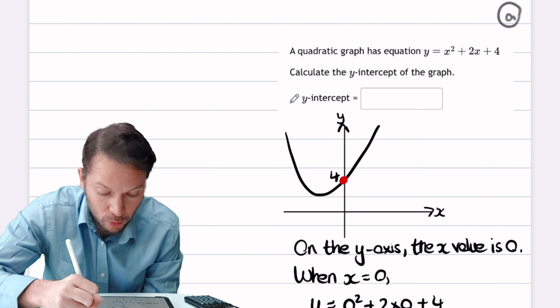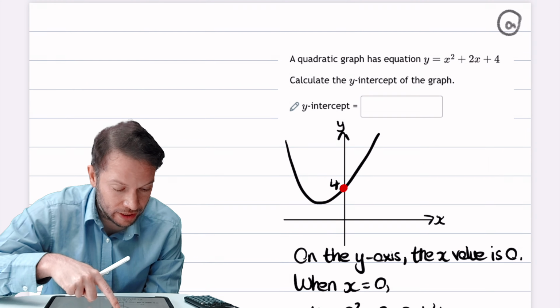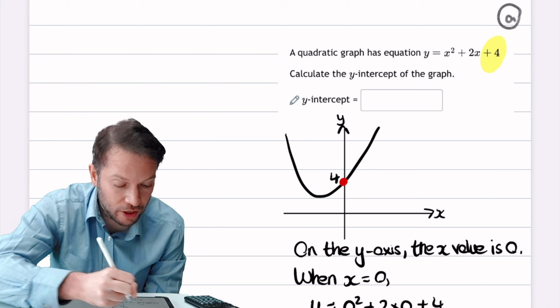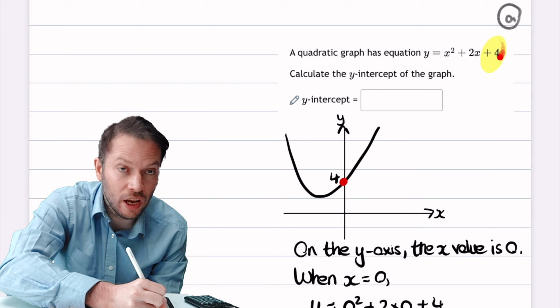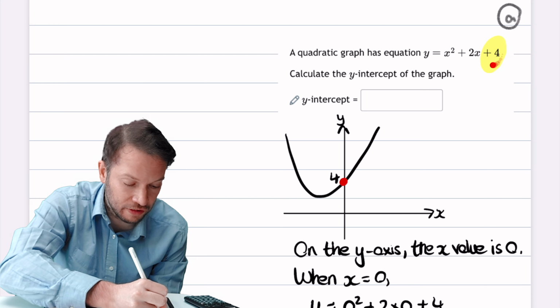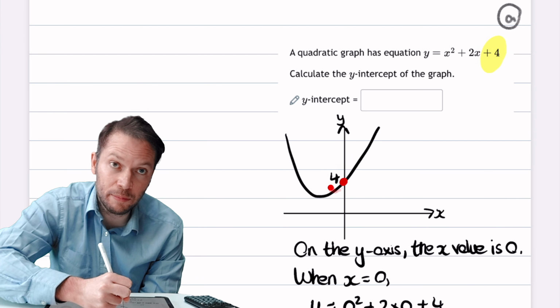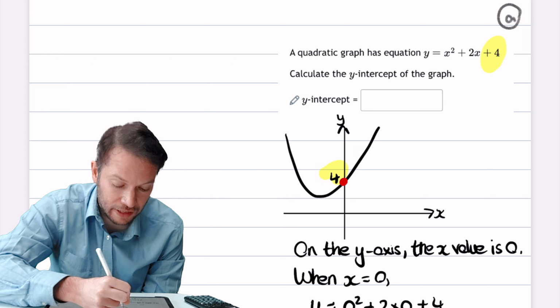But the really quick way you could work out the y-intercept is to just look at the constant term of the quadratic. By the constant term, I mean the term that doesn't have a variable in it, so there's no x in this term. And whatever that number is will be the y-intercept of your graph there. So that's the quick way to do it.